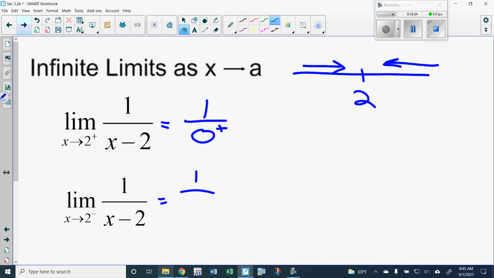So now, when I take 1.9 minus 2, I get a small negative number. Now, if you take any number, 1, and you divide it by a really, really small number, what do you get? You get a really, really big number. So this is infinity. If you have a number divided by a really, really small negative number, you get negative infinity.